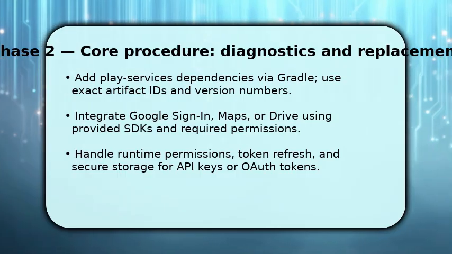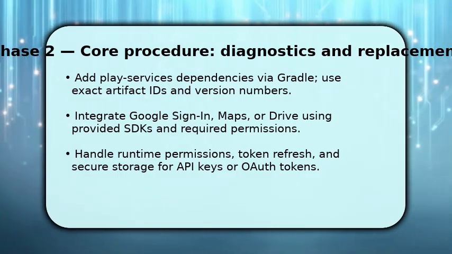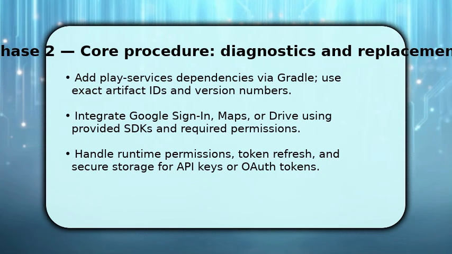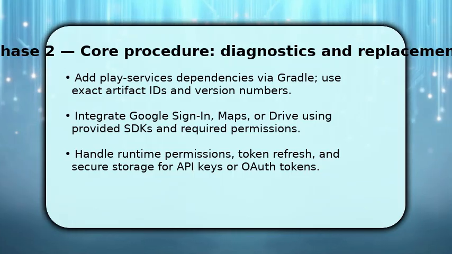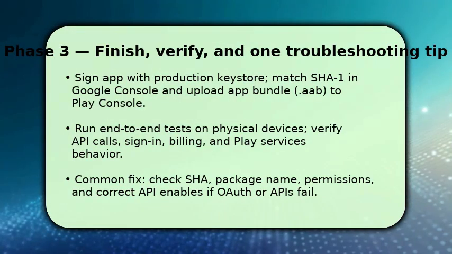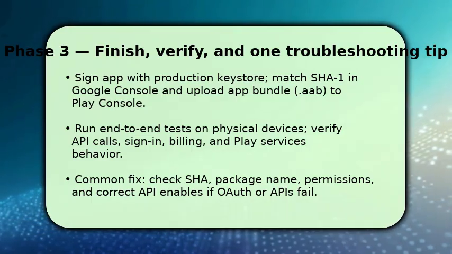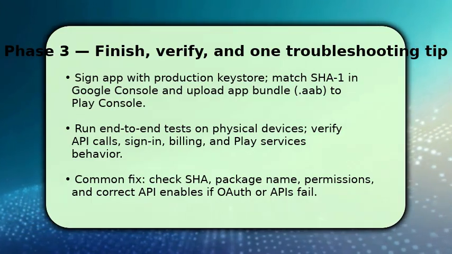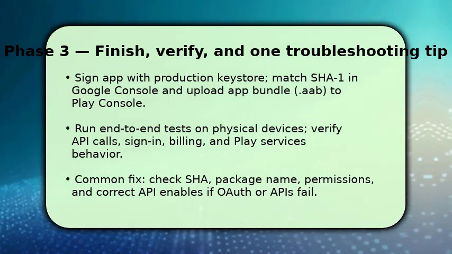Make sure to handle runtime permission prompts and implement secure storage for API keys and OAuth tokens. Also build automatic token refresh routines so authorized sessions stay valid. Finish by signing your release with the production key store and ensuring its SHA-1 fingerprint is registered in the Google console. Then build an Android app bundle, and upload to Play Console for internal testing.